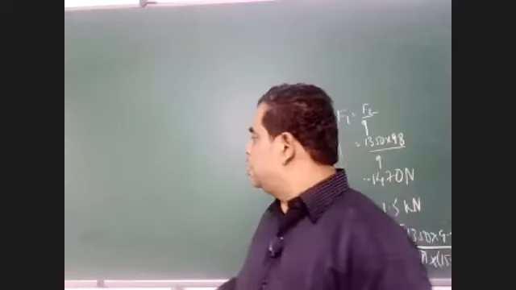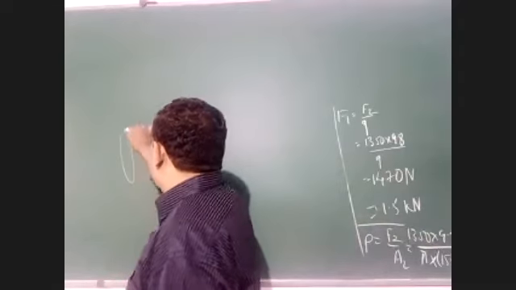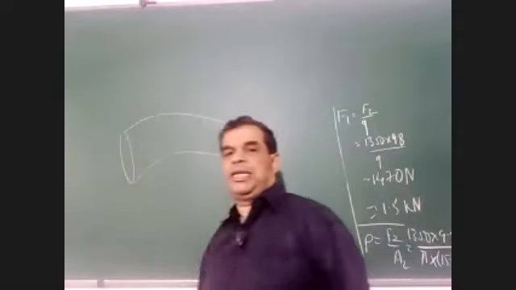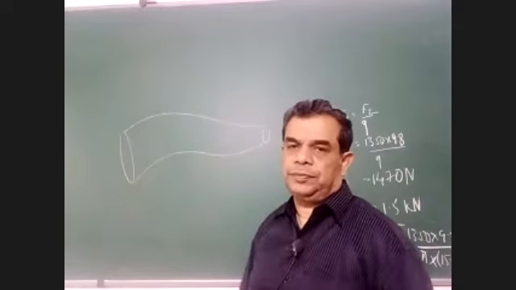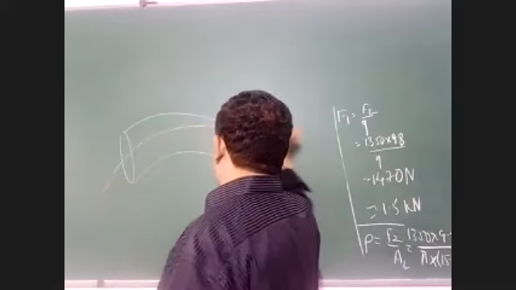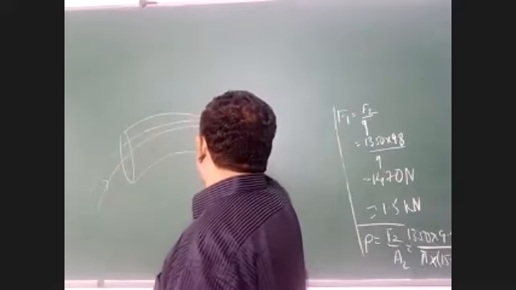Now, we just imagine a pipe of this shape, one side bigger and one side smaller. Now we imagine the fluid is flowing, say water is flowing, or any fluid for that matter. Fluid is flowing.